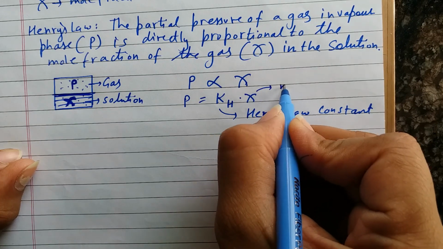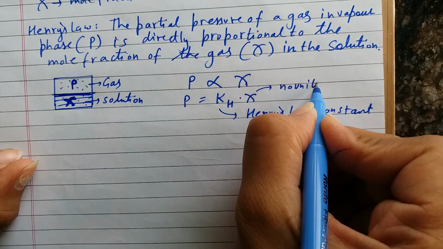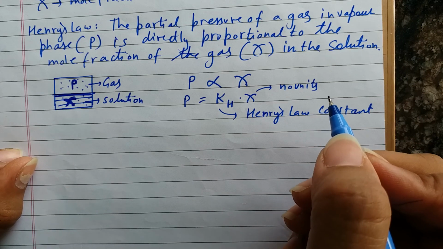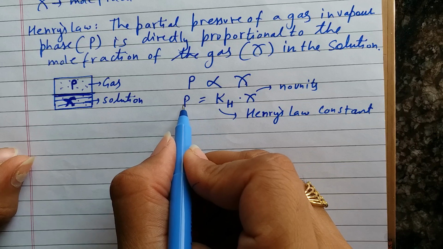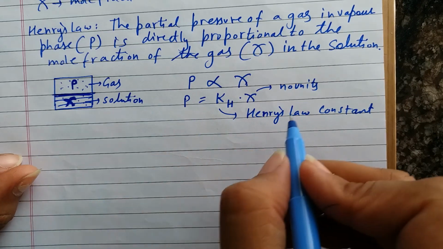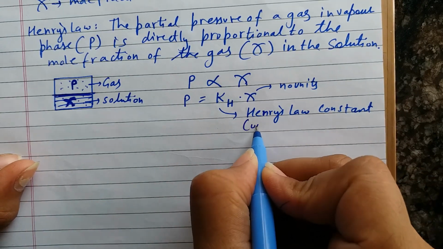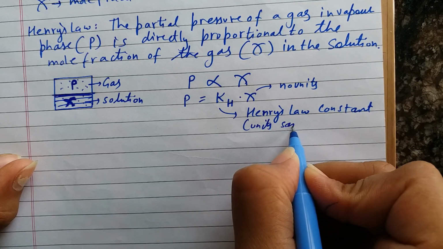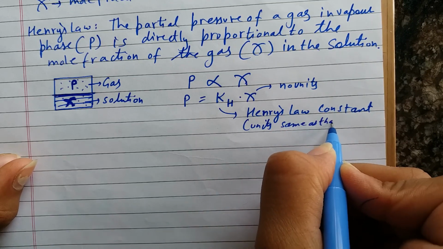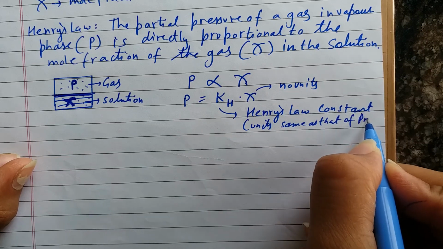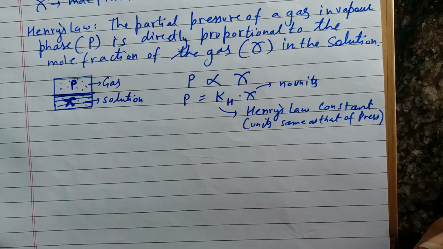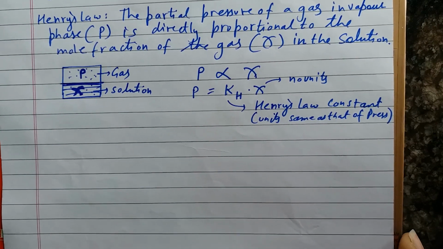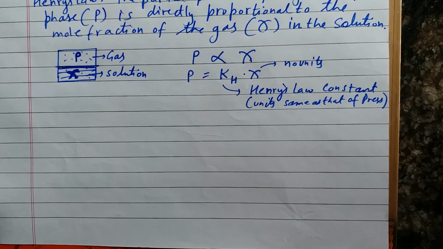And as you see, chi has no units. Chi is mole fraction. It has no units because it is the ratio of number of moles by number of moles only. So KH should have units exactly the same as that of pressure. And yes, Henry's law constant KH has units exactly the same as that of pressure. So P equals KH into chi is the mathematical expression for Henry's law.